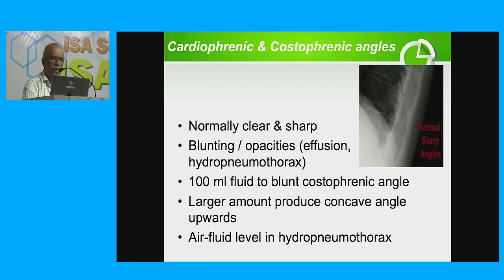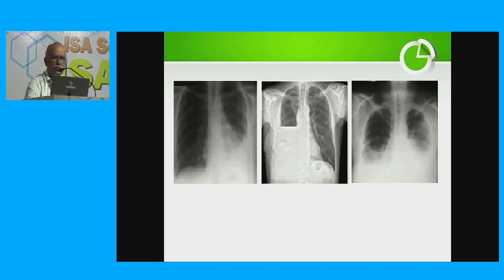Now look for the cardiophrenic and costophrenic angles. Normally these should be sharp, and when there are effusions, fluid collections or blood, they become obliterated and opaque. A minimum of 100 ml of fluid is needed to blunt the costophrenic angle, and larger amounts produce a concave angle upwards, called the Ellis curve. After aspiration, if air enters, it can cause hydropneumothorax with a horizontal fluid level. So you can see, compare.